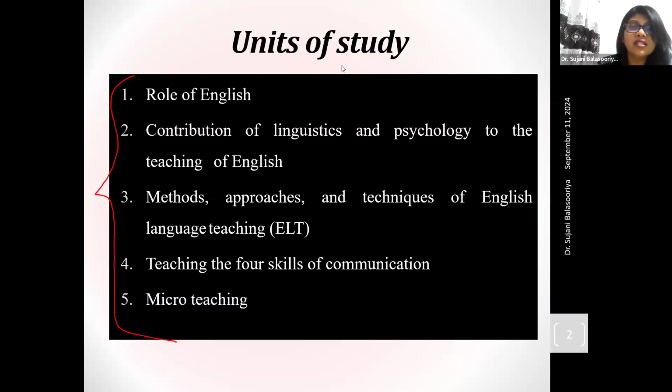Now there is a module, a prepared module on this subject. I don't know whether you have received that module or not. Could you please update me if you have received that module or not? Any idea about that?